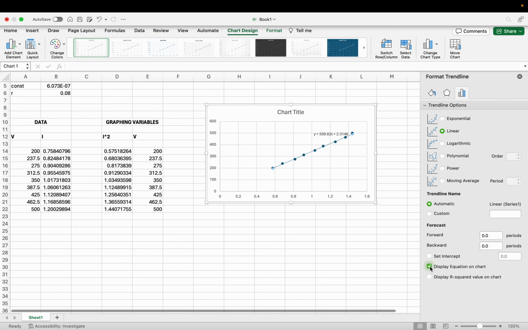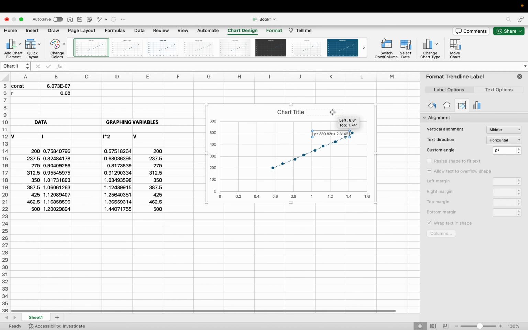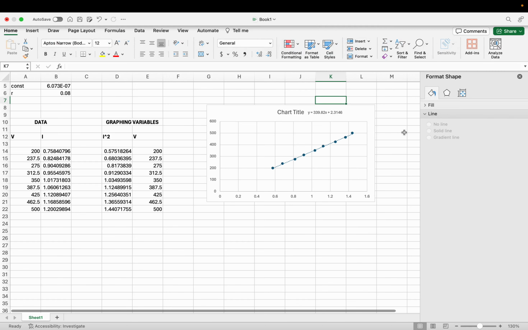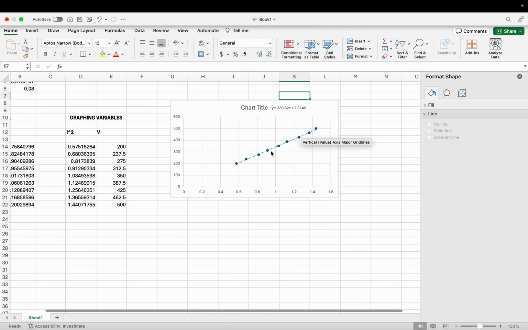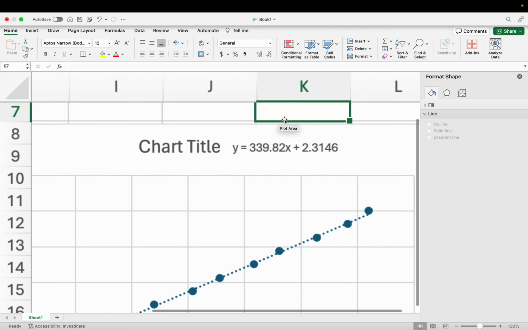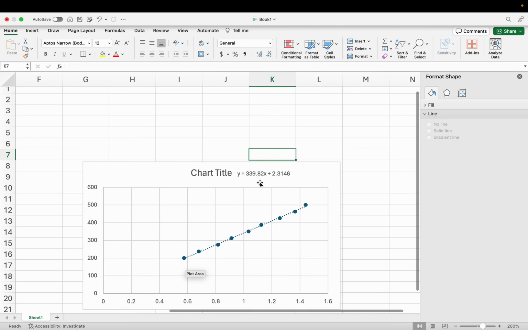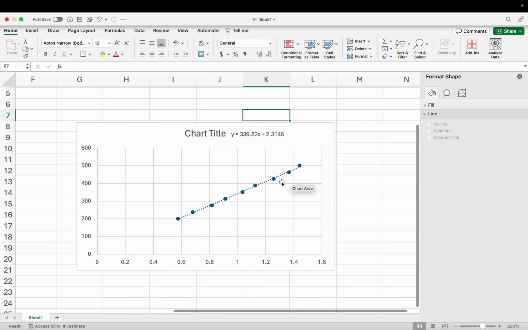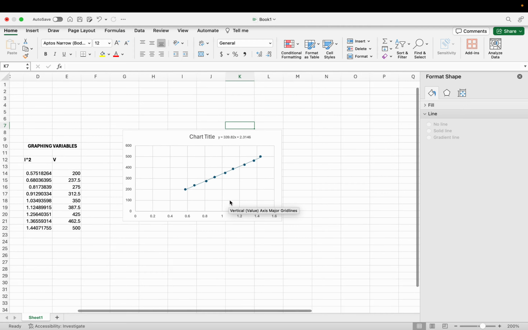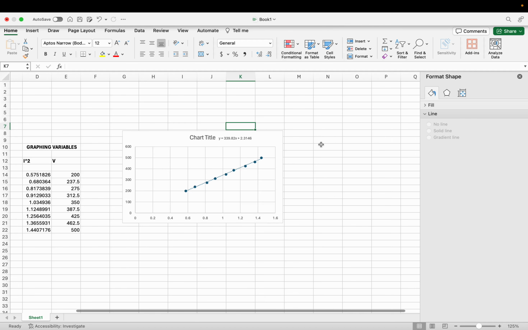I'm going to click Display Equation on Chart, and I'll drag it just so it's a little easier to see. You'll see that the equation that best describes my data here has a slope of, let me zoom in, 339.82, and that's in units of volts per amp squared, I guess, with a y-intercept of 2.3146 volts. So that's all well and good, and that's the slope value that you actually are going to use to calculate E over M. But the interesting question today is, how do we find the uncertainty in that slope?